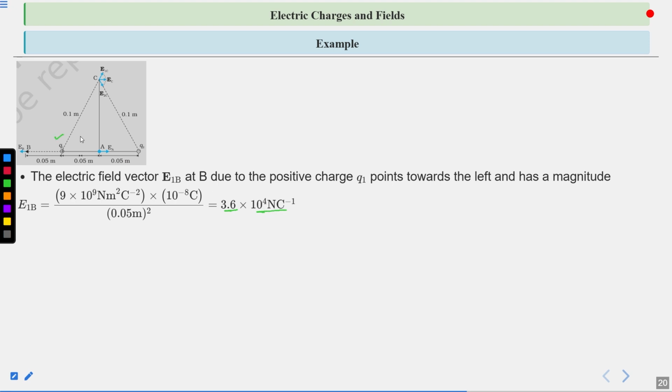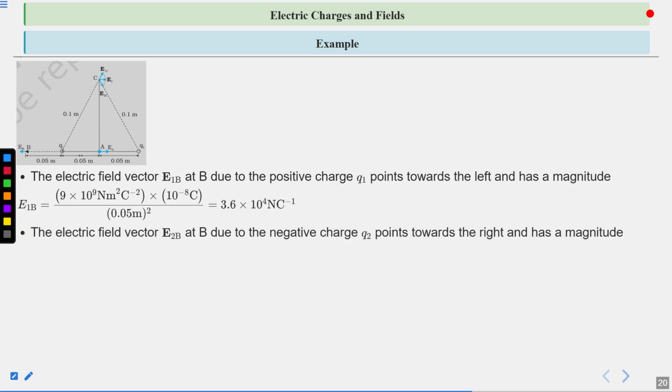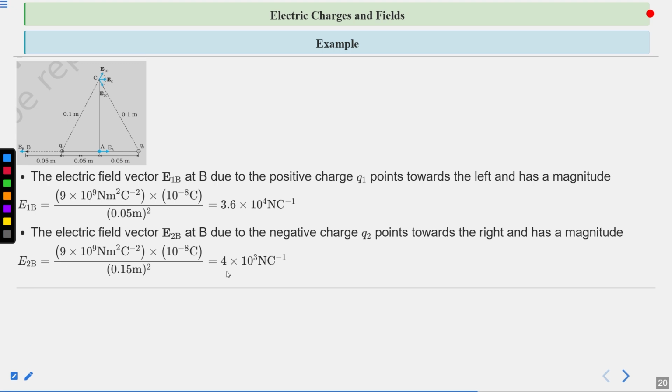So here Q1 and Q2 depend on their signs, positive or negative. The value of the magnitude is the same, but the direction depends on the signs of the charges. So the electric field vector E2B at B due to negative charge Q2 points towards the right and has magnitude E2B equal to 4 into 10 raised to the power 3 Newton per coulomb.